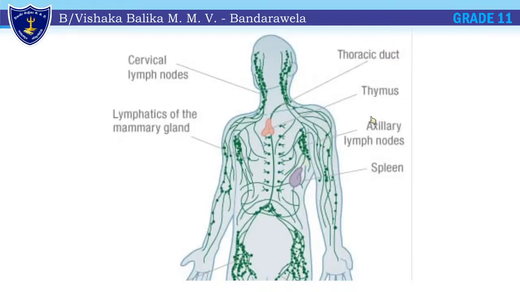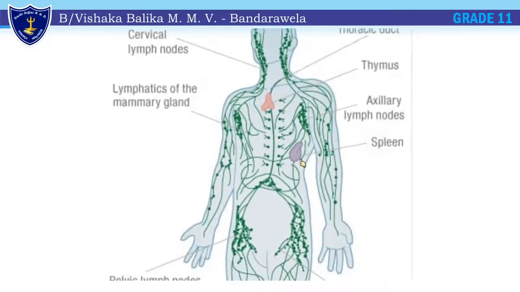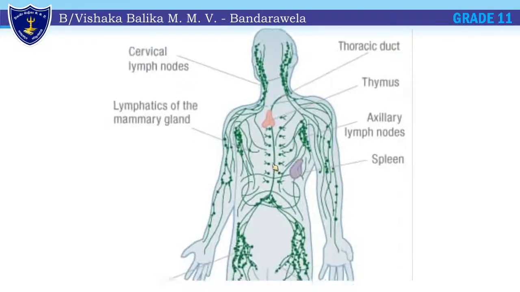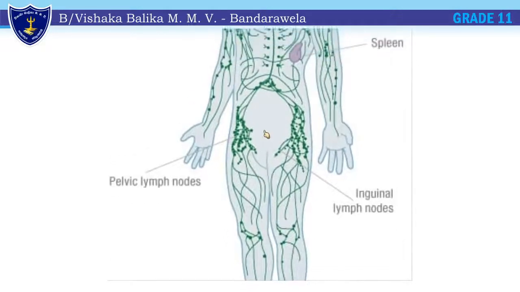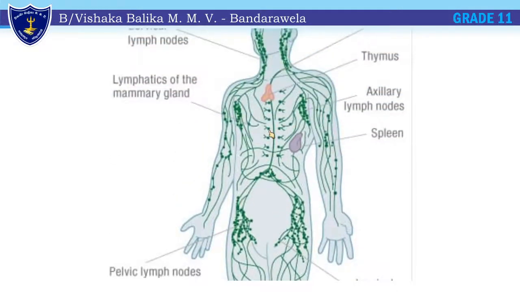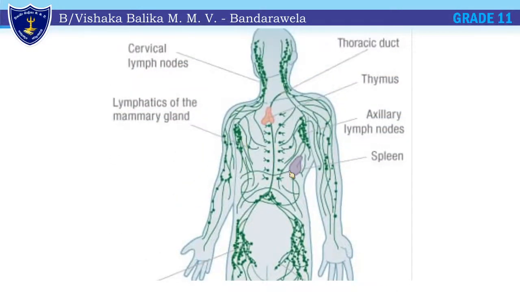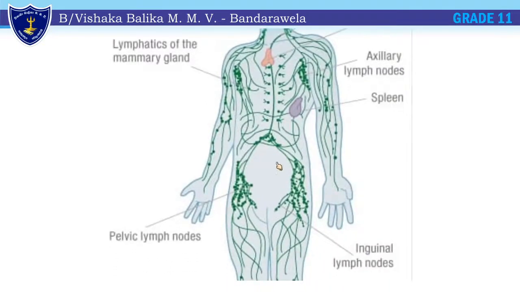Associated organs are the thymus and the spleen. The spleen is situated just behind the liver, and the thymus is the next one. The thymus and spleen are the organs associated with the lymphatic system. So you can see different lymph nodes. Usually they are found near our armpits and also in the pelvic areas. We call these inguinal lymph nodes.